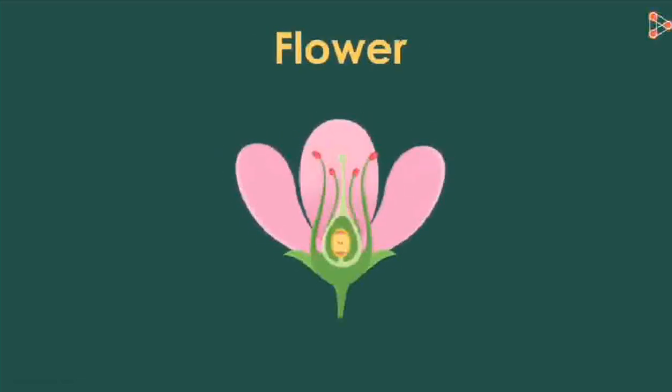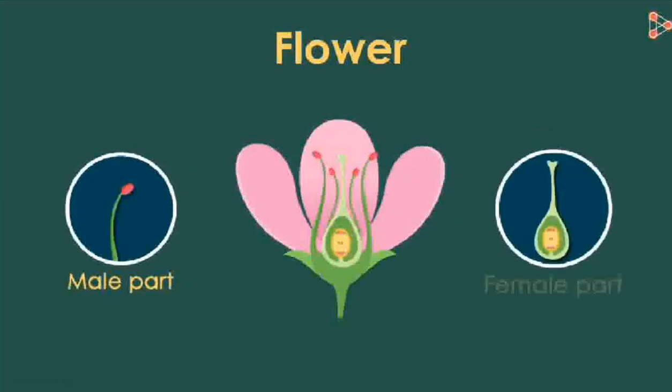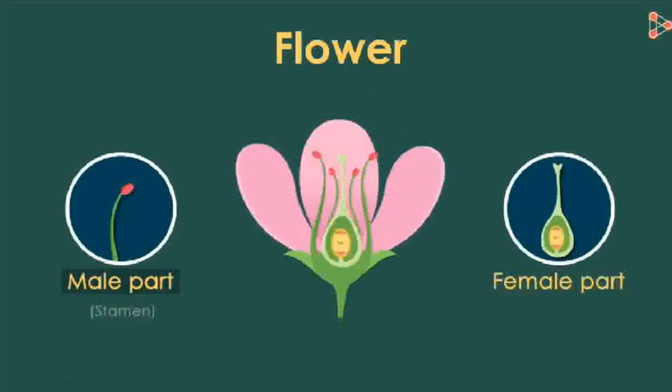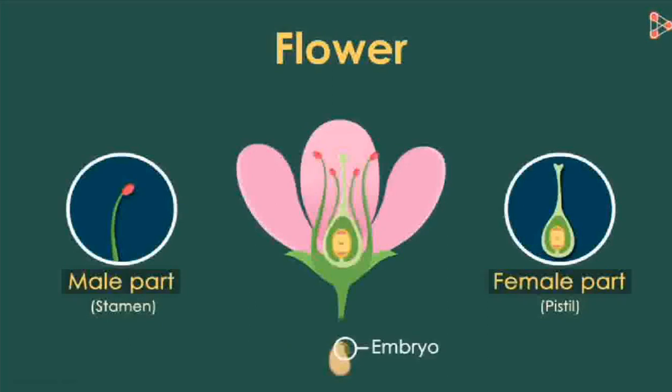The flower, which is the reproductive organ of the plant, bears the male and the female parts. The male part, the stamen, contains the male gamete, while the female part, the pistil, has the female gamete. Fusion of the two gives rise to an embryo. Now let us get to know how exactly the process occurs.